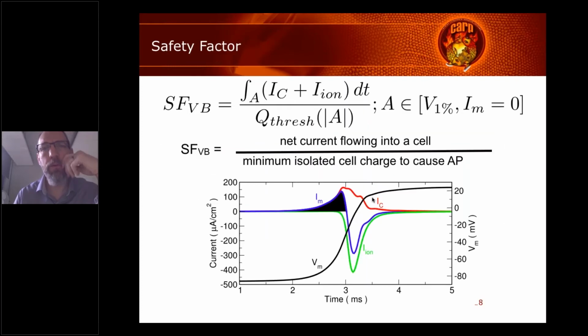So how can we use this to calculate how safe this is? Well, we take the ratio of the current flowing through IM during the upstroke of the action potential versus Q thresh, which is the charge needed to excite a single cell. If we integrate this current IM, that gives us the charge of this black area, and we divide that by the minimum charge to cause an action potential in an isolated cell. That gives us our safety factor.